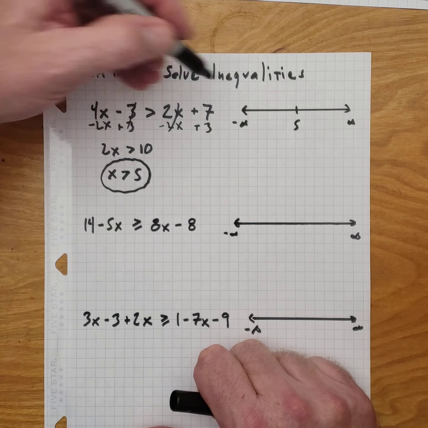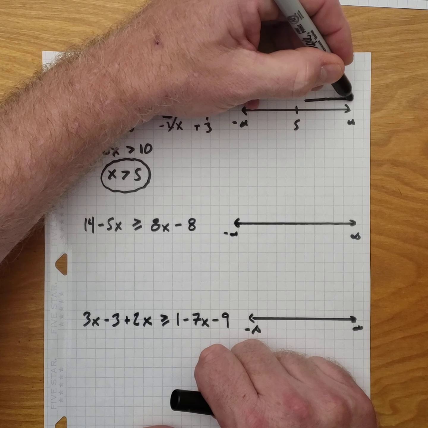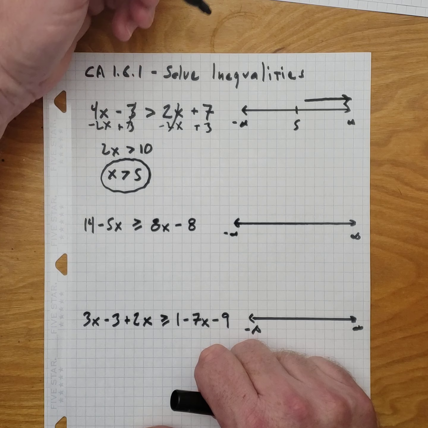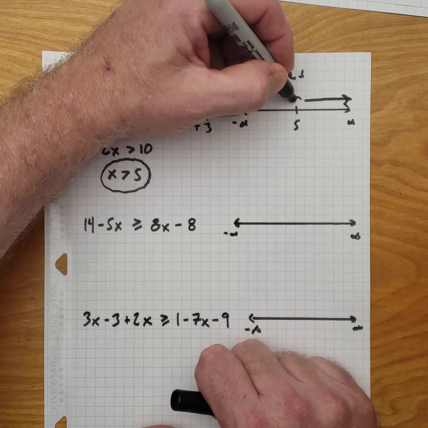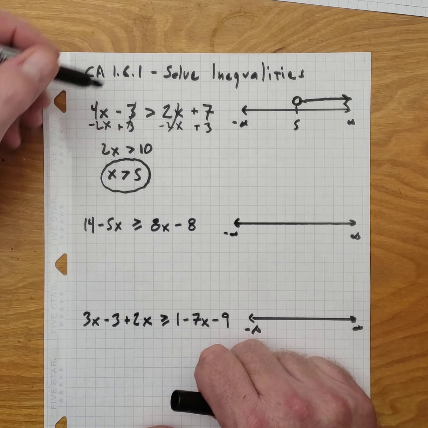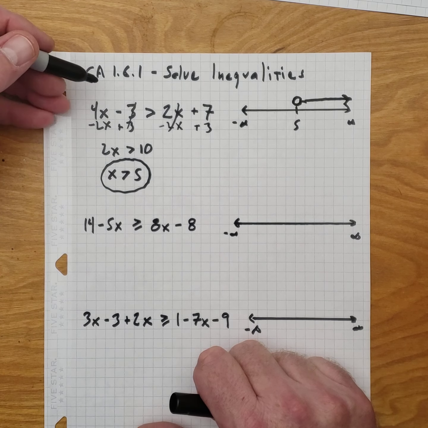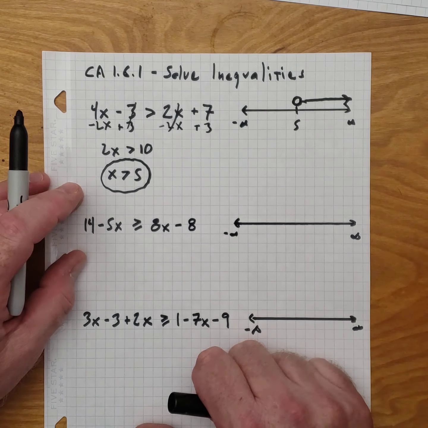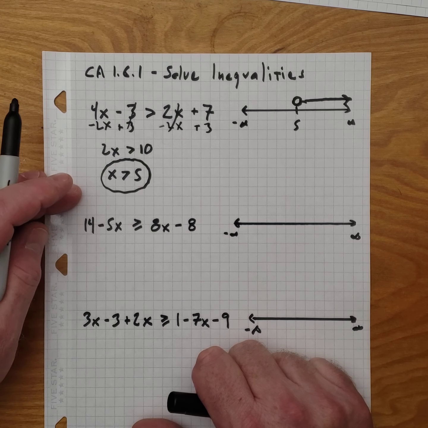Obviously, the numbers greater than 5 are on this side. Right? That's where the bigger numbers are, to the right. So our arrow goes that way, and we put a hollow circle at 5 to indicate that that's where our answers start. That's where our solutions to this inequality start, but 5 isn't actually one of them. The hollow circle tells us that.